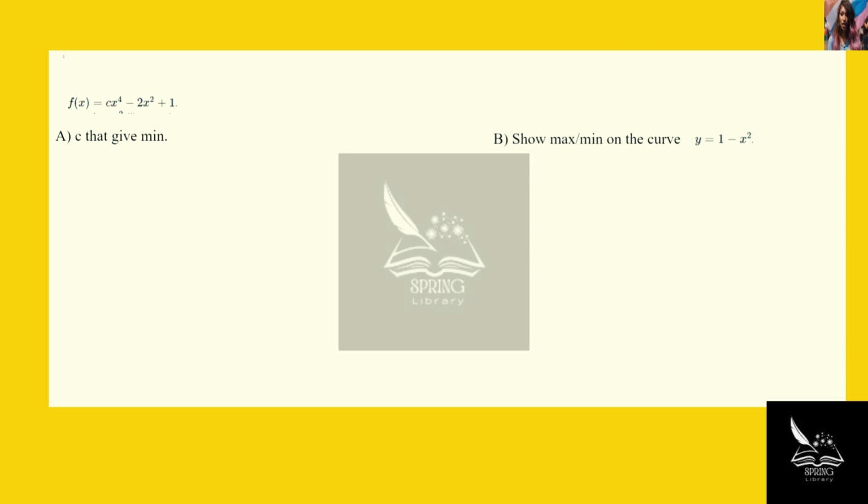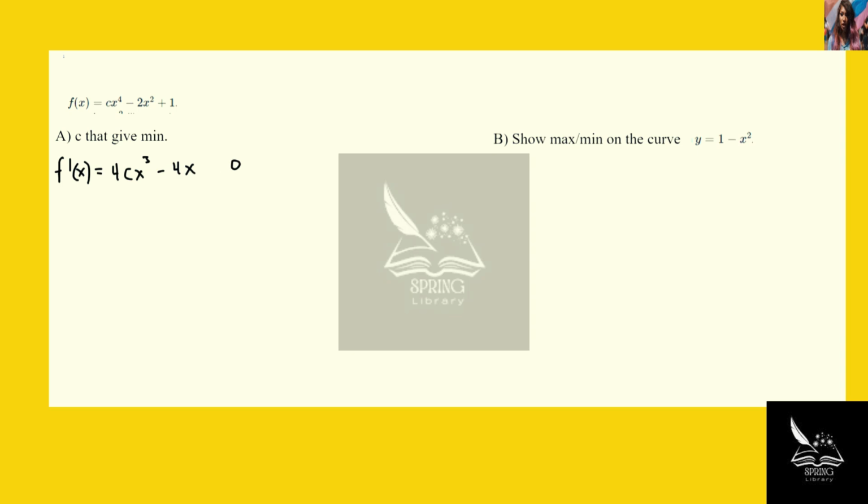Right, so first thing we're going to need to do is take the derivative, because we will need that to find our minimum values. So we get f prime of x is equal to, to take the derivative of that polynomial, we're just going to use the power rule for each of the terms. So we'll get 4cx cubed minus 4x.